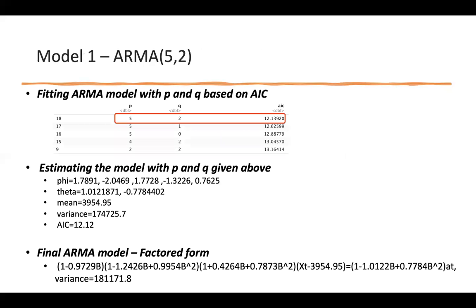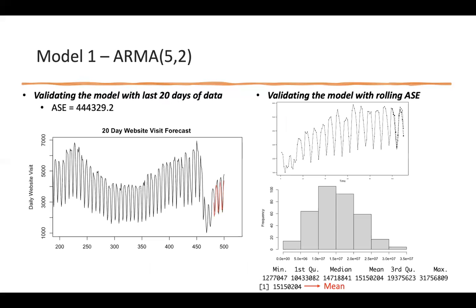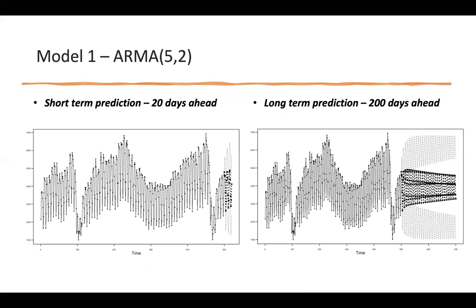The final ARMA model is estimated with parameters that give the lowest AIC. Here, I validated the model with the last 20 days of data. It turns out that the forecasts were tracking the actual data pretty well. Also, a rolling window was used to calculate the average ASE across the entire data set. The ARMA model overall did a good job forecasting as it has the ability to converge toward the mean.